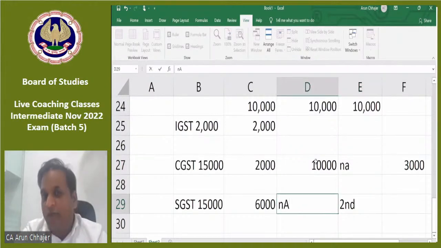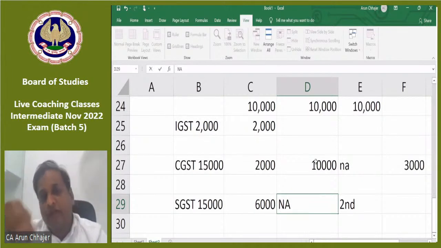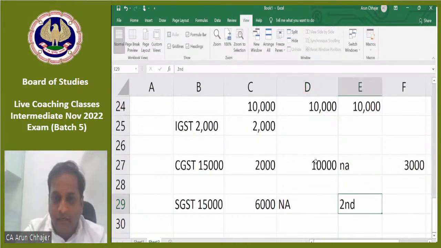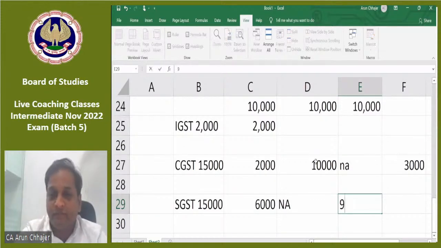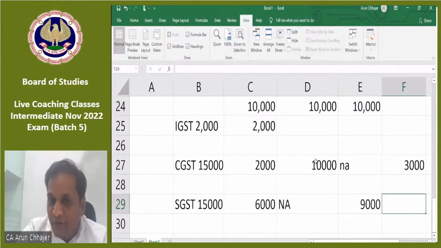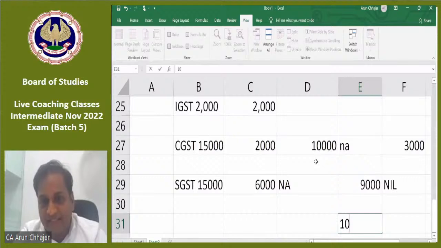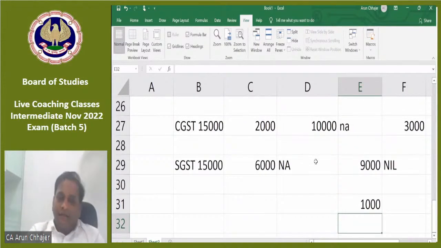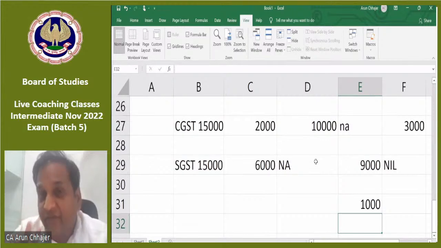I can write here also not applicable, because if C is not taking from S, then S can also not take from C, or vice versa. C cannot give to S or S cannot give to C. Please tell me how much amount I should write. 9,000. If I'm writing here 9,000, then nothing will be given for CGST or SGST. Now there is one problem. Till now is it clear? Please confirm.